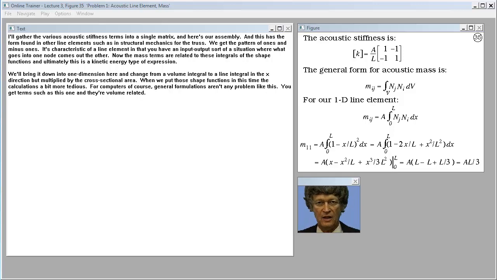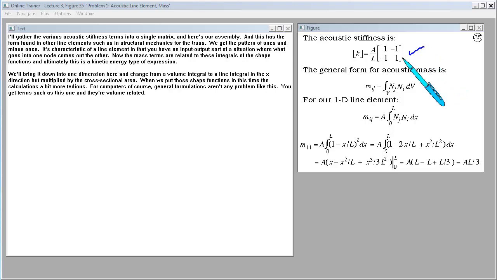I'll gather the various acoustic stiffness terms into a single matrix. And here's our assembly. And this has the form found in other line elements, such as in structural mechanics for the truss, where you get the pattern of ones and minus ones. It's characteristic of a line element in that you have an input-output sort of a situation where what goes into one node comes out the other.